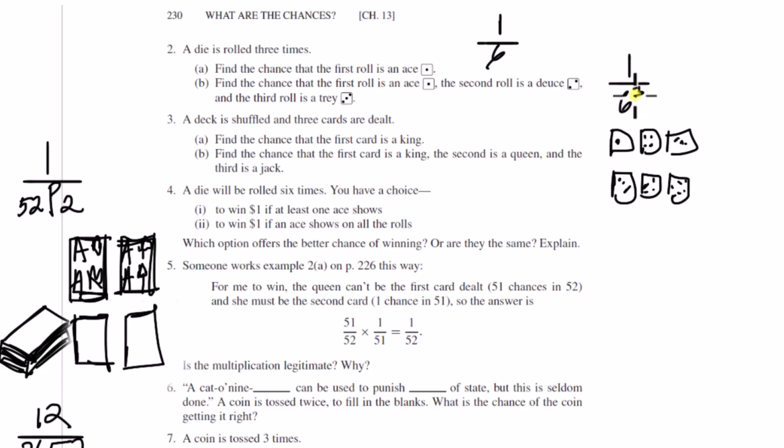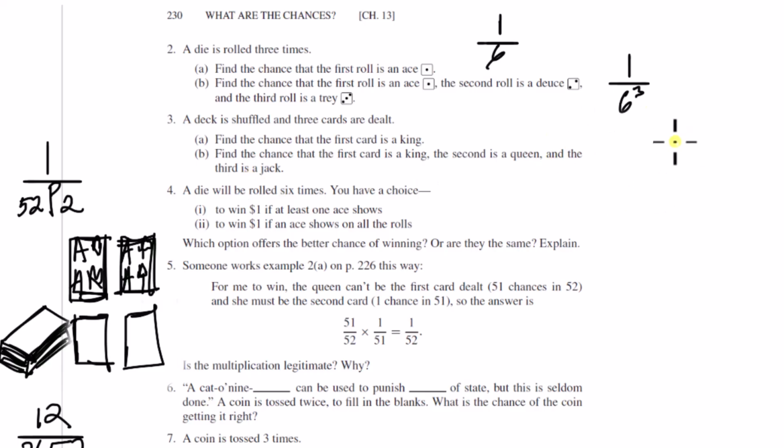So there you go, 1 over 6 cubed. Okay, next problem. A deck is shuffled and 3 cards are dealt. Find the chance that the first card is a king, and then find the chance that the first card is a king, the second card is a queen, and the third card is a jack.